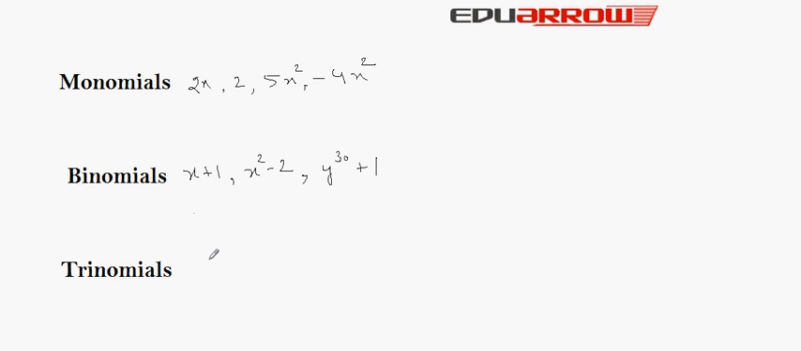Similarly, the polynomials having three terms are called trinomials. For example, x plus x square minus 2 is a trinomial because there are three terms in this expression. Another example is 2x square minus 5x plus 3, which is also a trinomial because there are three terms in this expression also. Now we come to the degree of polynomials.